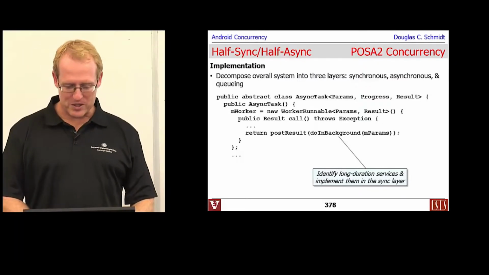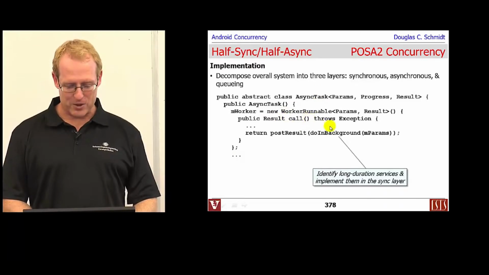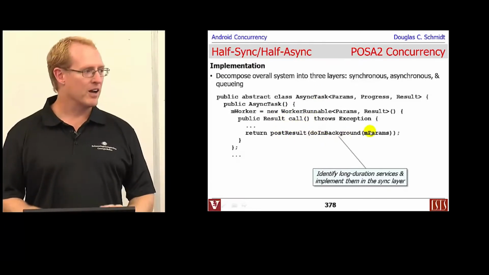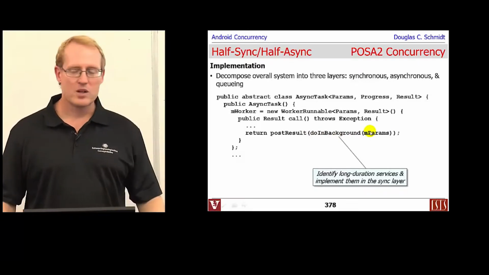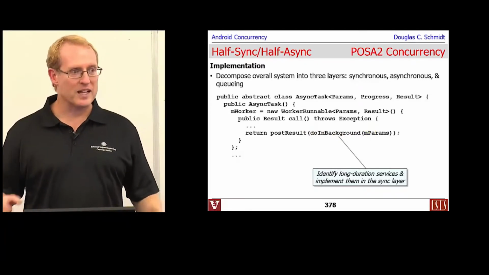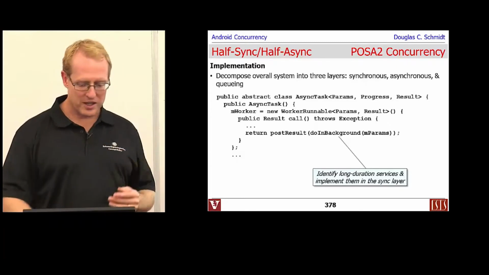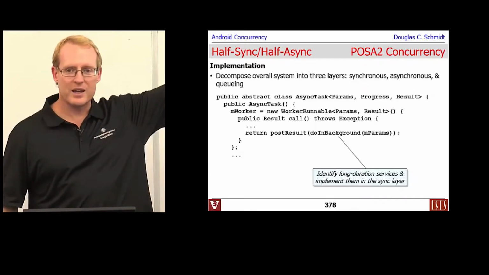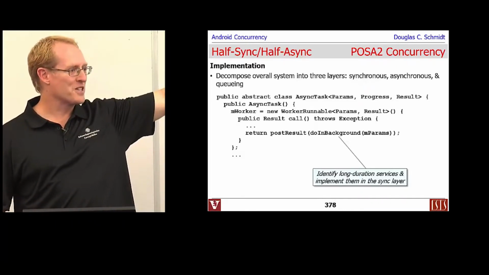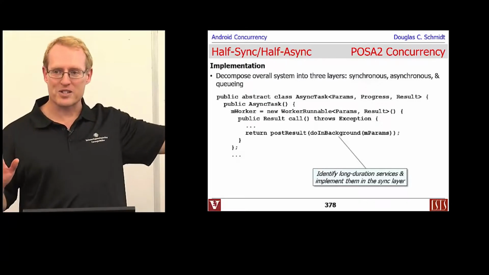This method is going to be called when you're in the thread of control of the background thread. As you can see, this thing gets called in the background thread, and it's going to go ahead and call doInBackground with the parameters that you passed it. So that's going to run in the background. And when that thing is done, it's going to return the result, and that result's going to get posted back to the user interface thread. We're going to look at how all that stuff works in a second. It's really cool.